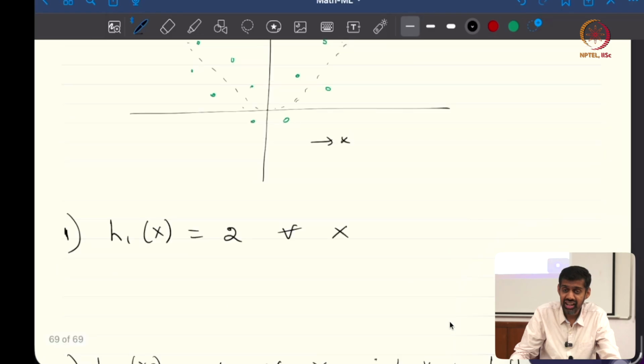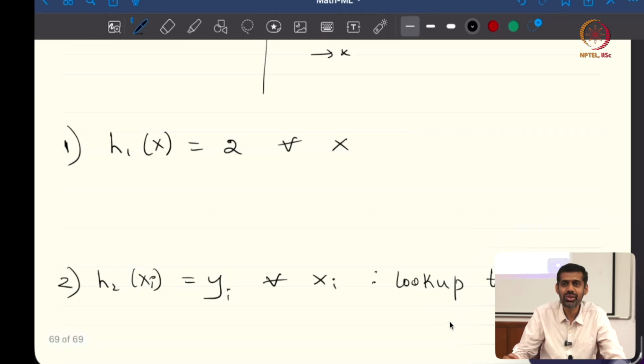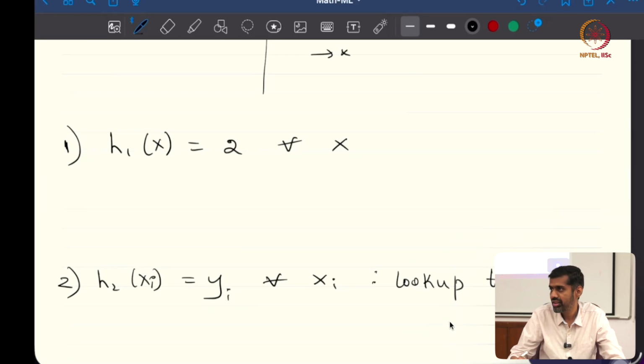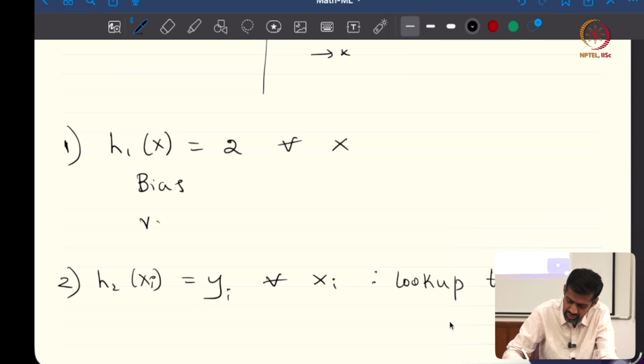Now, which one do you think is a good hypothesis? Neither, right? Yeah, so that's exactly the point. Neither of these are good hypotheses. Why? Let's look at this. What happens to the bias of the first one and variance of the first one? Let's write that.